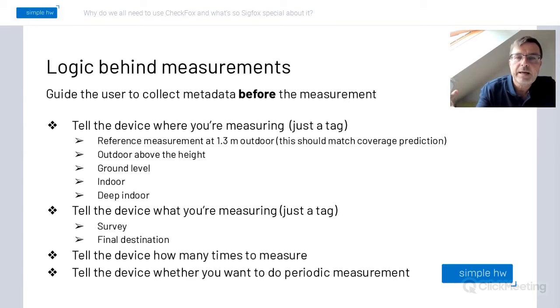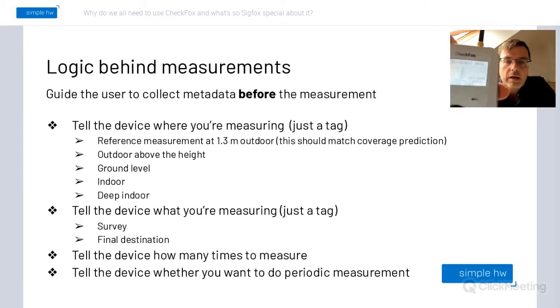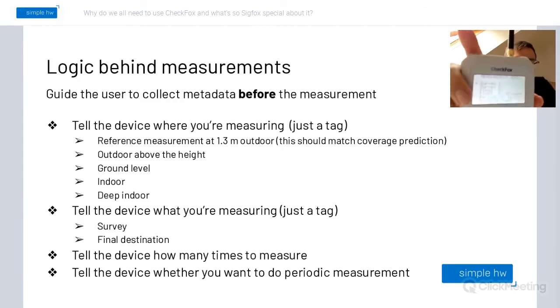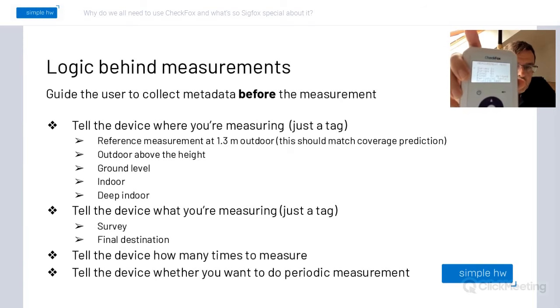Then I'm here indoor, so I press indoor, and now I tell the device what I'm measuring, whether I do a survey or the final destination. Again, it's just a tag, and I also tell it how many times it should do the measurement. Sometimes I want to do it more times in order to be statistically more proof.